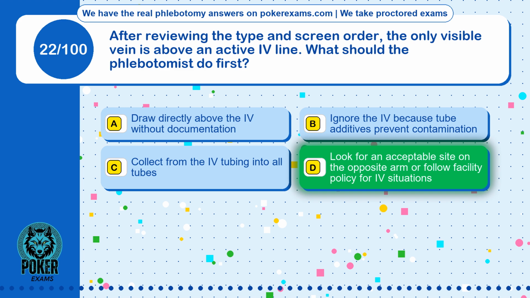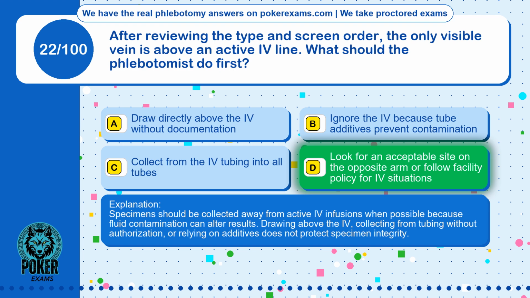Look for an acceptable site on the opposite arm or follow facility policy for IV situations. Specimens should be collected away from active IV infusions when possible because fluid contamination can alter results. Drawing above the IV, collecting from tubing without authorization, or relying on additives does not protect specimen integrity.